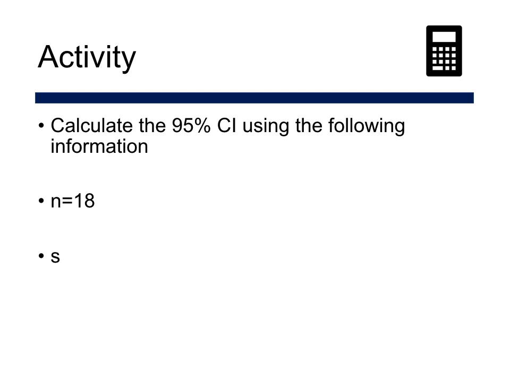Okay, next activity. Calculate the 95% confidence interval using the following information. We have an n of 18, x-bar mean of 5, and a standard deviation of the mean of 2.0. What do we get?